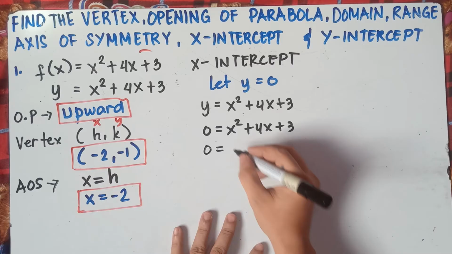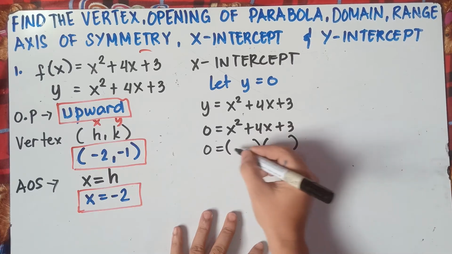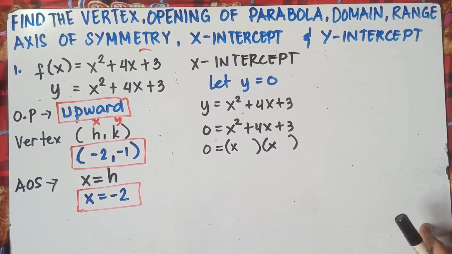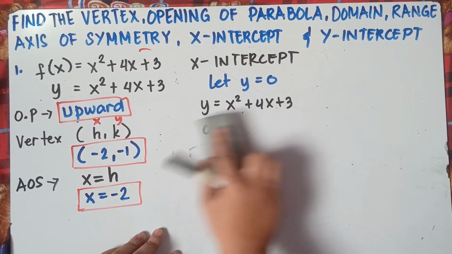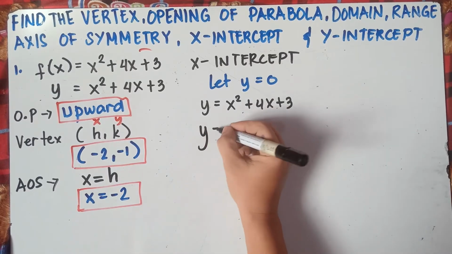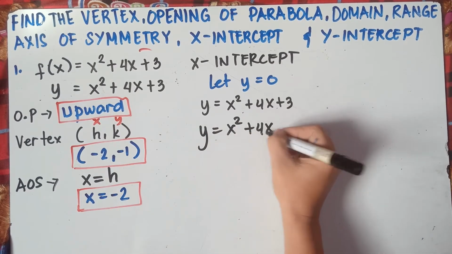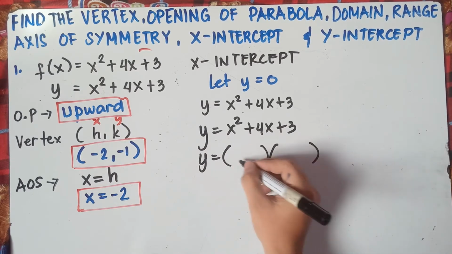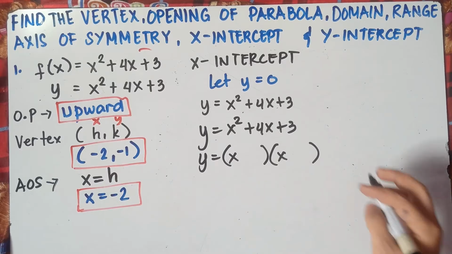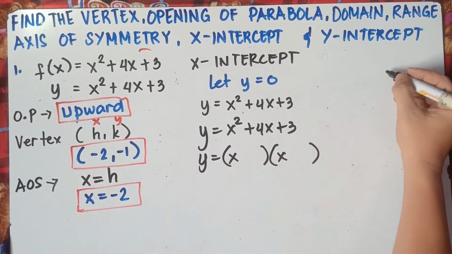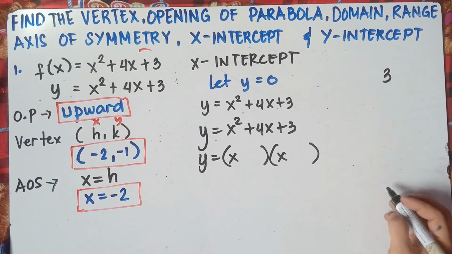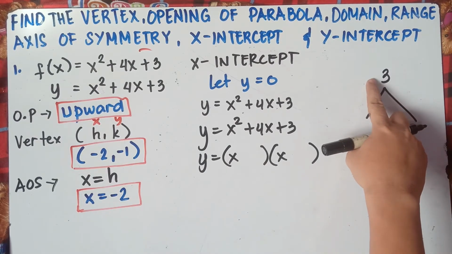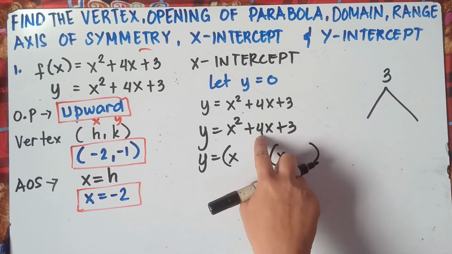So to factor this out, of course, you put 2 parentheses, then you put x in each. Okay, I hope you see this one, class. y equals x squared plus 4x plus 3. So you check this number, class, this number 3. You find two numbers that when you multiply them, you will get 3, and at the same time, when you combine them, you will get positive 4.